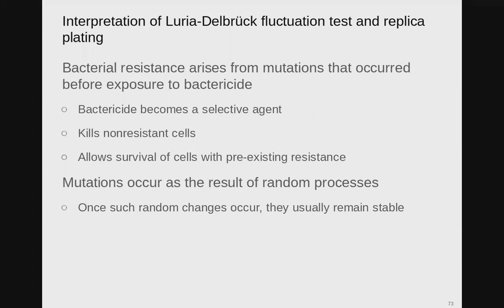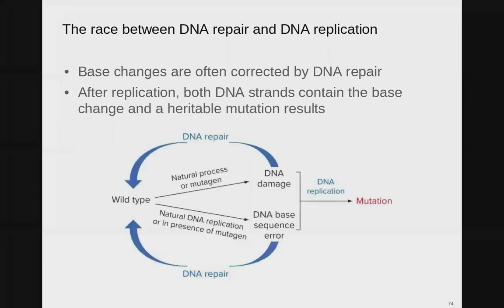Now, once random mutations occur, they usually remain stable, unless they're really, really deleterious. Right? You can imagine if it's really deleterious, you can't use glycolysis anymore, you're going to die. But if it's something minor, like being resistant to a phage, well, it's kind of carried on over time. We see this a lot in bacterial resistance to antibiotics and stuff like that.